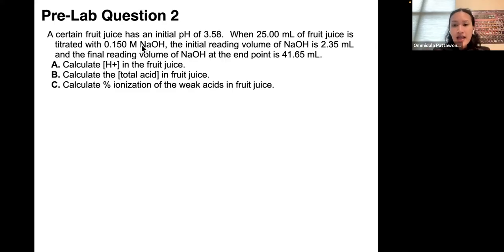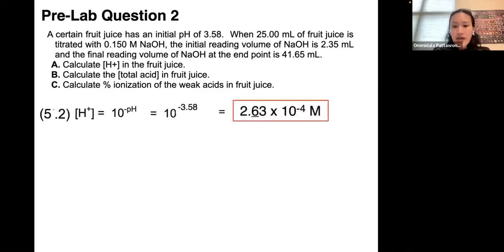Let's say you titrate this sodium hydroxide, this is the initial reading and that's the final reading. So the first thing is, how can we calculate the concentration of proton? Well, the answer is what we did in class before. It's going to come from 10 to the negative pH. If I do that, I'm going to get 2.6 times 10 to the negative 4 molar. So this is the concentration of proton, and it comes directly from the pH reading of the fruit juice before you do the titration.